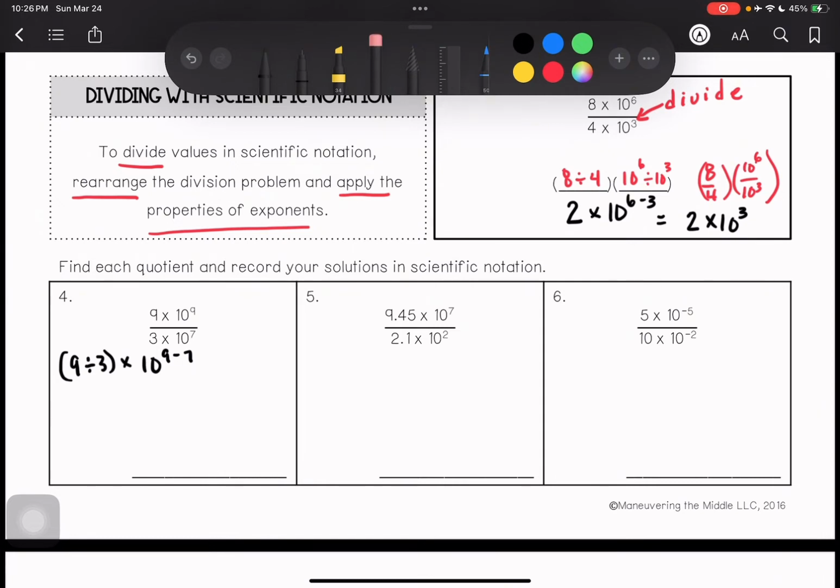But we can write this so that I can make sure that you guys don't see us skipping any steps. That's 10 to the 9th divided by 10 to the 7th. Okay? So 3 goes into 9 3 times, 10 to the 9 minus 7. So your final answer is 3 times 10 squared.